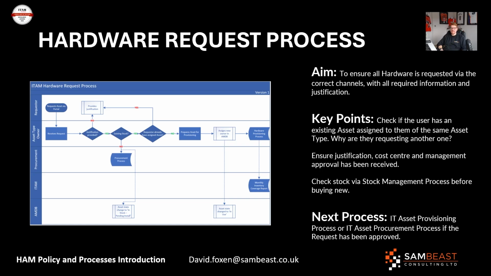Make sure you get that in place early doors and check the stock management process before buying anything new. Always check stock before buying new. This process then feeds in nicely into the provisioning process, or the procurement process if you don't have stock and the request has been approved. Have a look at the process flow. Feel free to pause the video at each of these process steps so you can look at the flow. These are very basic. You can go into real detail in these. You can automate them and all that kind of stuff. But this is just a basic overview of what the process is.